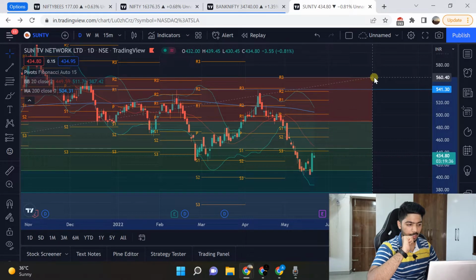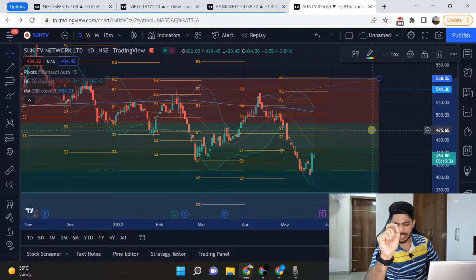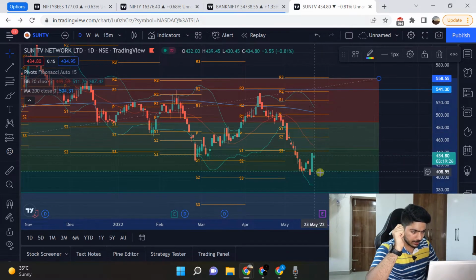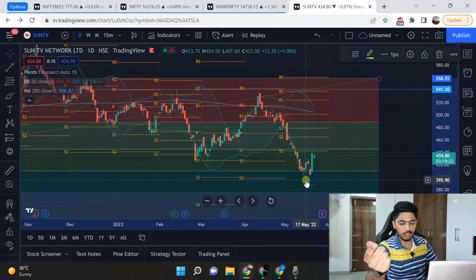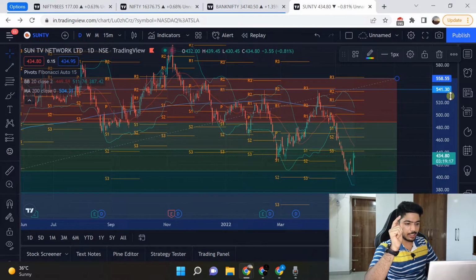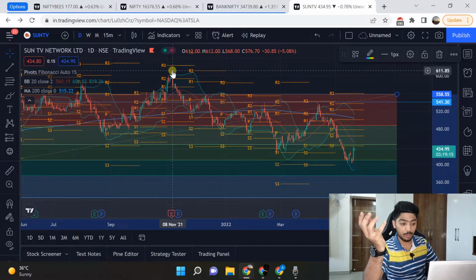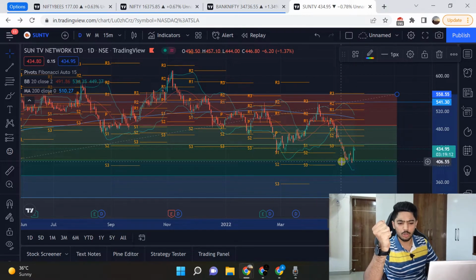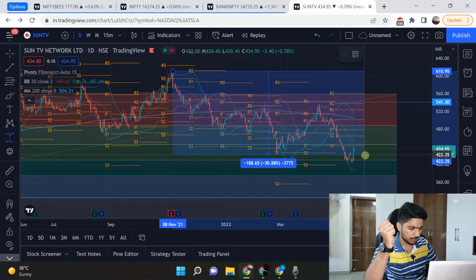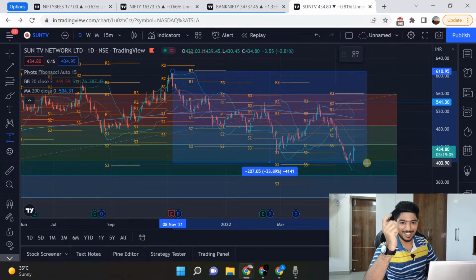I already did the analysis. See, Fibonacci retracement is one of the key parameters for showing support and resistance of a stock. Okay, see here, it is in this support zone, and now it is in this range. It might consolidate or it might break out, and I see the potential. See, Sun TV has fallen drastically from around 611 rupees to 400 rupees. That's a fall of about 34 percent. I guessed it correctly, it's a fall of 34 percent.